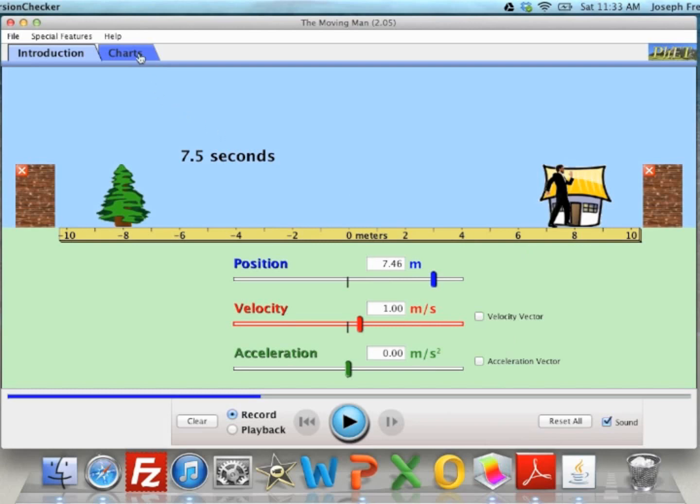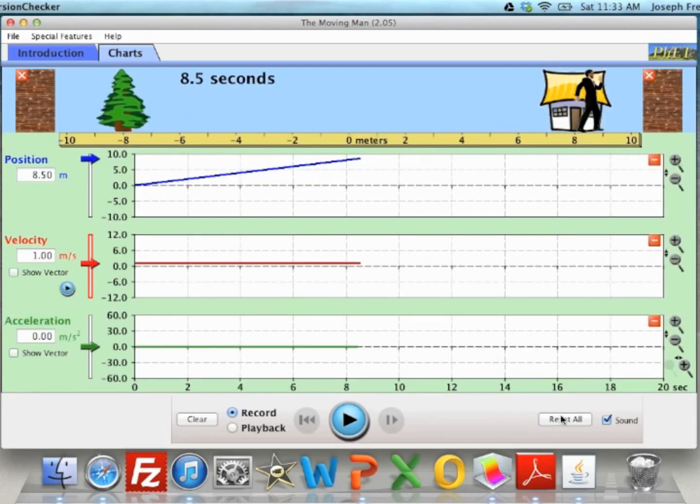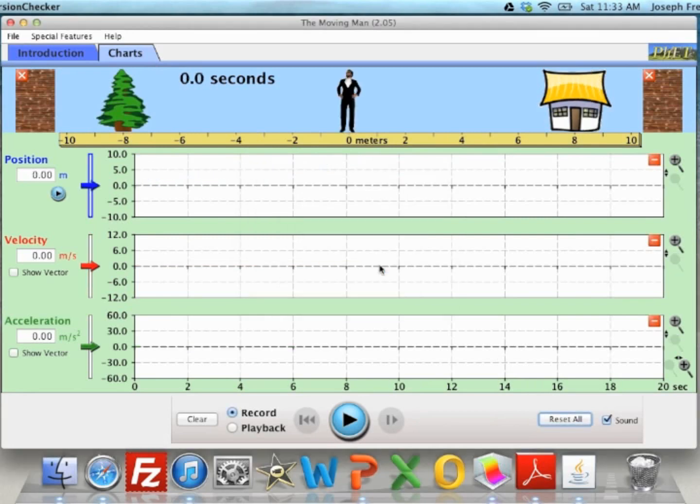Now let's go to these graphs here, and let me show you what that motion looks like with two graphs. In this video we've learned about position time graphs, and speed time or velocity time graphs. Even though there is an acceleration graph here, we're going to ignore that for now. What I want you to concentrate on for now are the position and velocity graphs. We're going to give him, again, a steady speed of 1.00 meters per second.